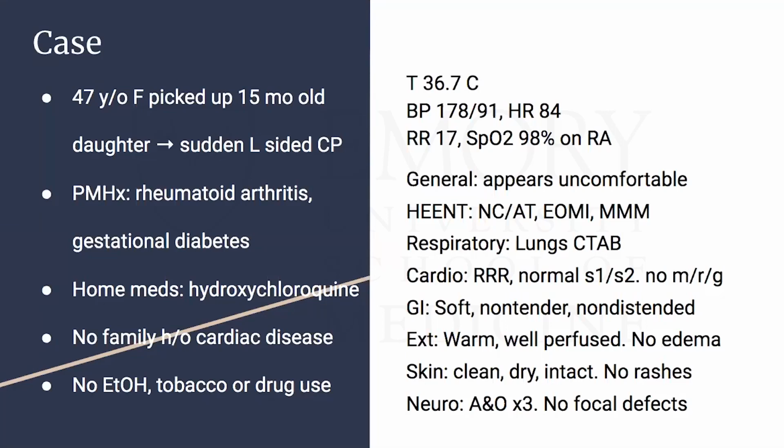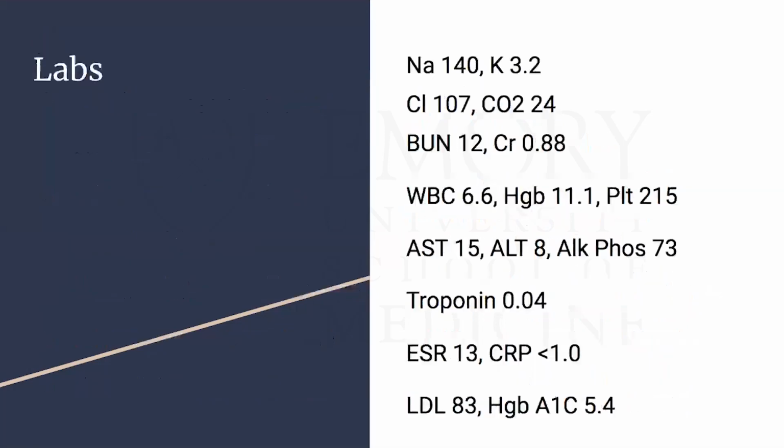On exam, she was afebrile, hypertensive at 178/91, heart rate in the 80s, respiratory rate of 17, and saturating in the 90s on room air. Her exam was really notable for her appearing quite uncomfortable due to her chest pain, but otherwise her lungs were clear, she was euvolemic, and no extra heart sounds on exam. Her labs were notable for normal renal function with a creatinine of 0.8. She was slightly anemic with a hemoglobin of 11, normal LFTs, a negative troponin, and unremarkable inflammatory markers. Notably, her LDL was 83 and her A1C was 5.4.